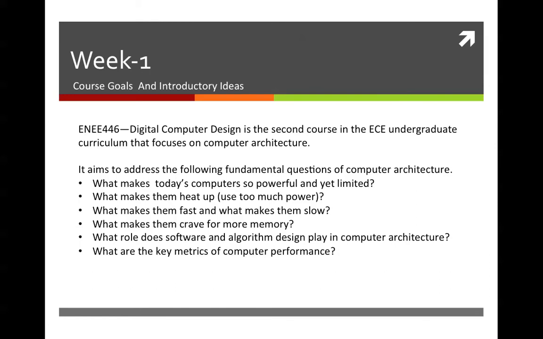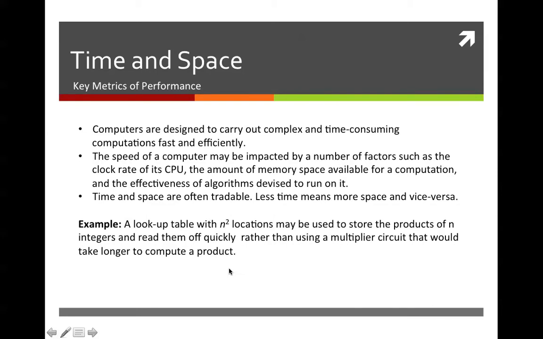And of course, when we talk about performance, we really have to look at a list of things that would come to mind. These would include things such as what makes today's computers so powerful and yet limited, what makes them heat up, use too much power, what makes them fast and what makes them slow, what makes them crave more memory, what role does software and algorithm design play in computer architecture, what are the key metrics of computer performance, and those things are tied with our interest in using computers to carry out complex and time-consuming computations fast and efficiently very often.